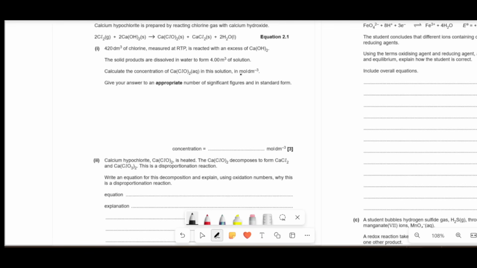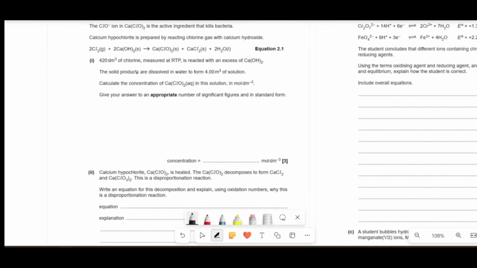420 decimeters cubed of chlorine, measured at room temperature, is reacted with an excess of Ca(OH)2. The solid products are dissolved in water to give a 4 meter cubed solution. Calculate the concentration of Ca(ClO)2 aqueous in the solution in moles per decimeter cubed, and give your answer to an appropriate number of significant figures and in standard form. Because it's told us that we have 420 decimeters cubed of chlorine at room temperature, we can use moles equals volume over 24 decimeters cubed, because they've told us it's at room temperature and pressure. So the moles of Cl2 is going to equal 420 divided by 24, which is 17.5 moles.